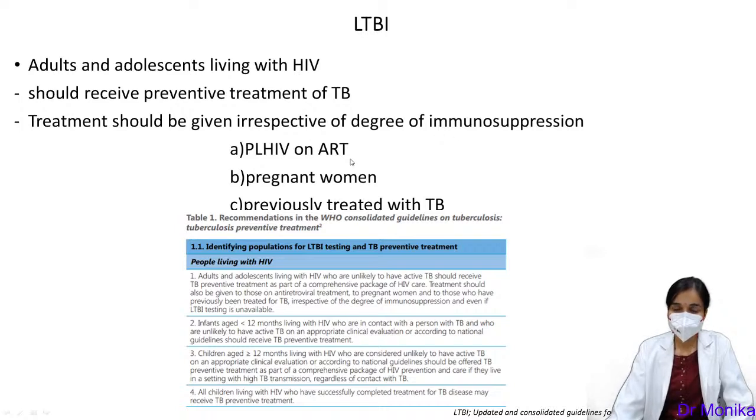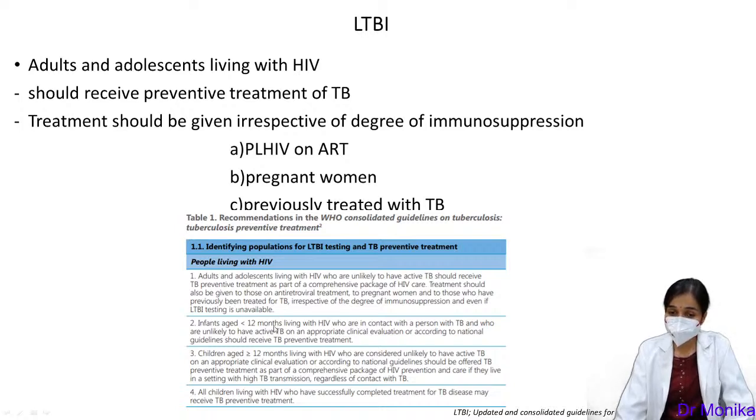However, it is known that almost one-third of the population is infected with TB, and of them around 5 to 10% progress to active TB during their lifetime, usually within 5 years of exposure. So the prevention of active TB by treatment of LTBI is a main component of the WHO End TB strategy. According to WHO, adults and adolescents living with HIV who are unlikely to have active TB should receive TB preventive treatment.